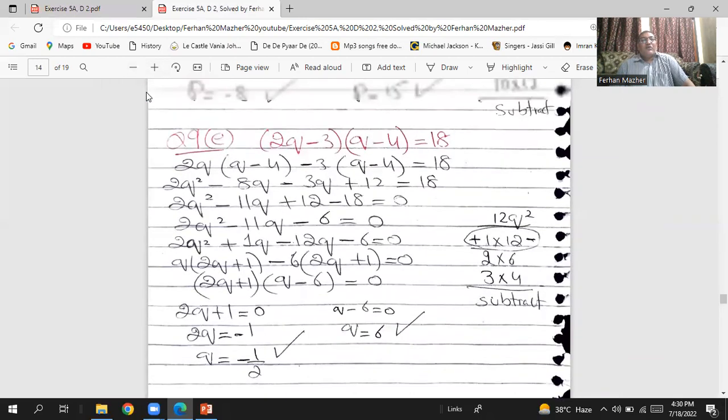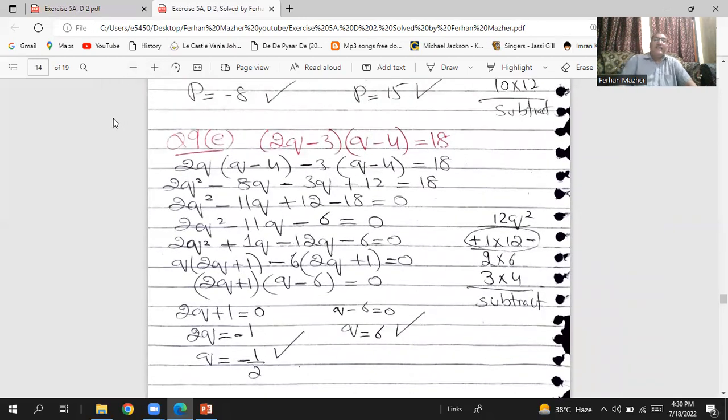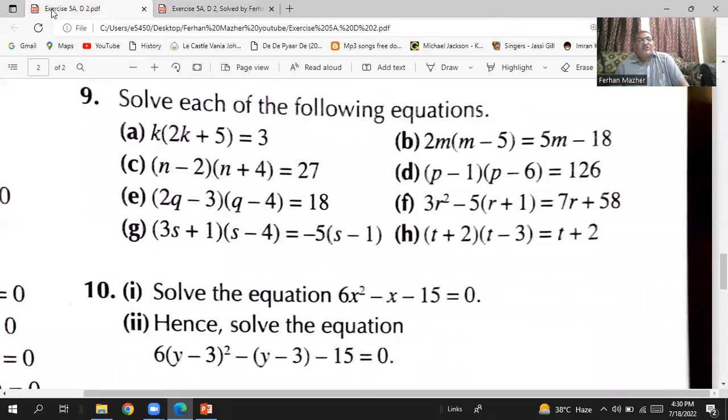So my dear students, the whole question 9E is showing up on your screen. You can pause the video and you can take your time and do this question. So the next question, question number 9 is F part. 3r square minus 5 bracket r plus 1 bracket close equals to 7r plus 58.